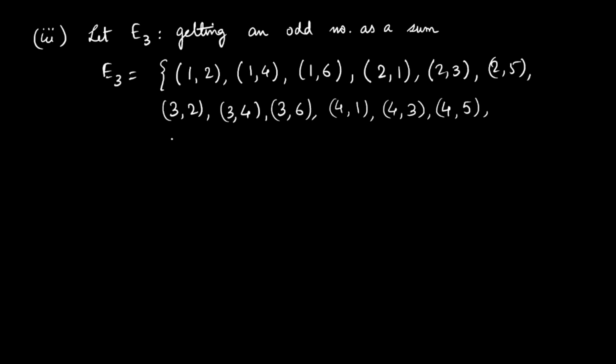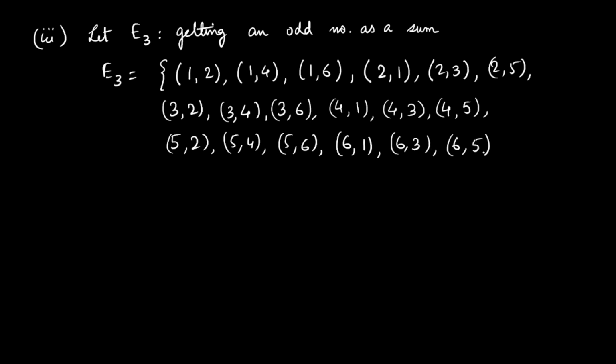Now for 5, 5 is an odd number, so you have to get an even number. So 5 2, 5 4, 5 6. Now for 6, 6 is an even number, so you have to get an odd number. So 6 1, 6 3, 6 5. So these are the favorable outcomes.